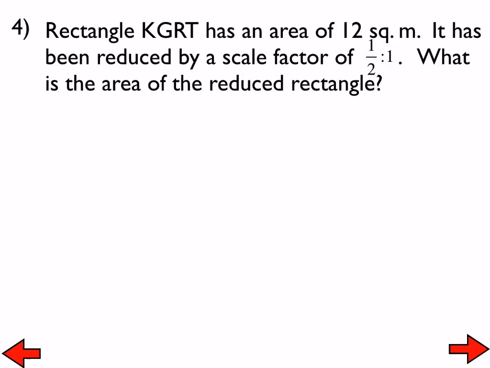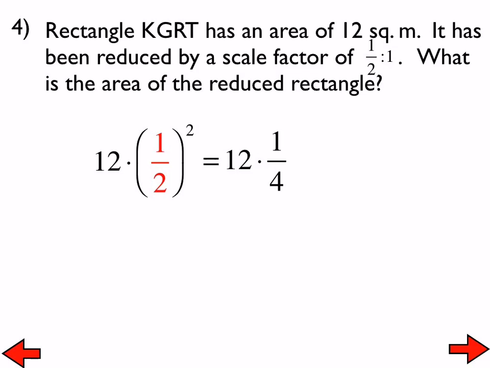We started with 12 square meters. We're reducing it by a scale factor of 1/2, but we're dealing with area, so it's essentially going to be 12 times 1/2 squared. We're reducing it by a scale factor of 1/2, which means in terms of area, 1/2 squared. And so that would be 12 times 1/4, which is 3 square meters. All right, go ahead and do number 5, 6, and 7, and then I'll get back to you in a few minutes.